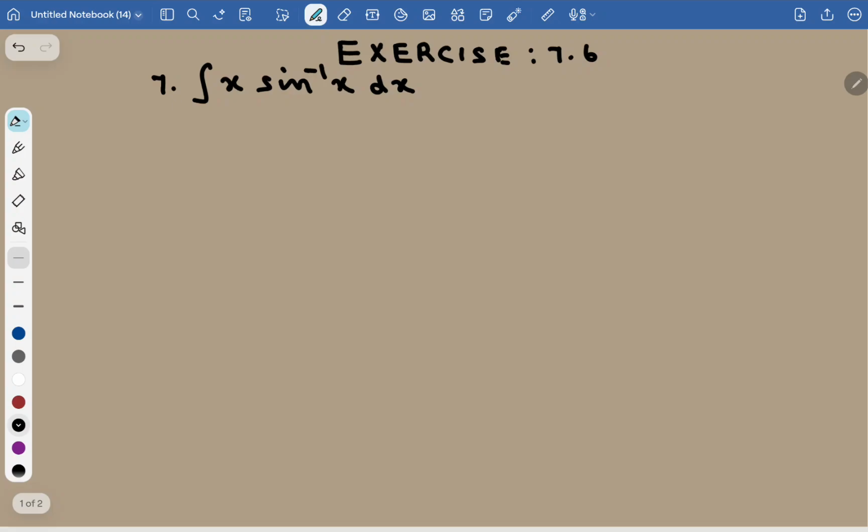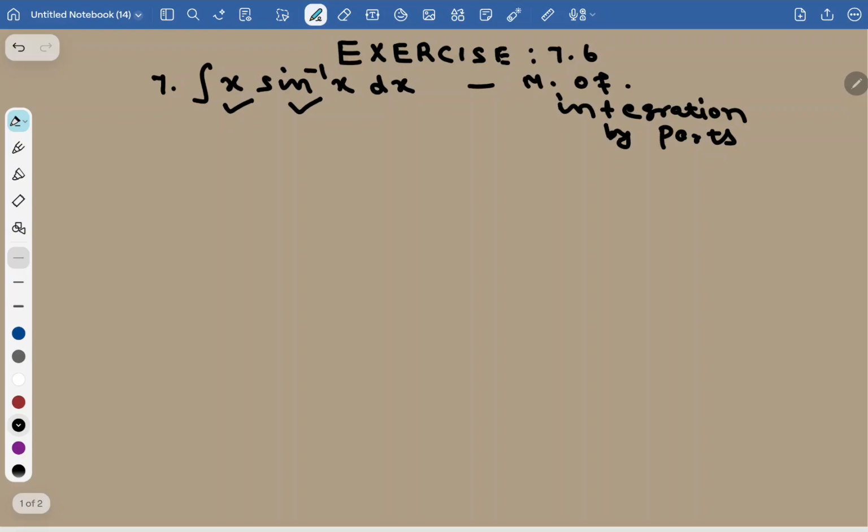Today in this discussion, problem 7 is given as: integrate x sine inverse of x dx. Because we have two functions, one is x, another one is sine inverse of x, we have to use the method of integration by parts. We have already seen the method of substitution and the method of partial fractions in this exercise 7.6. All the problems are mostly based on integration by parts.